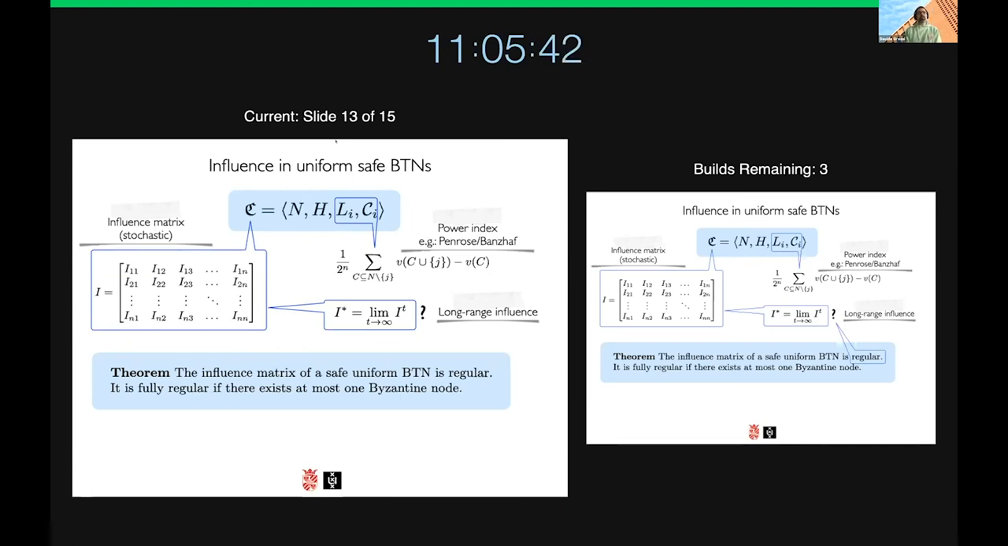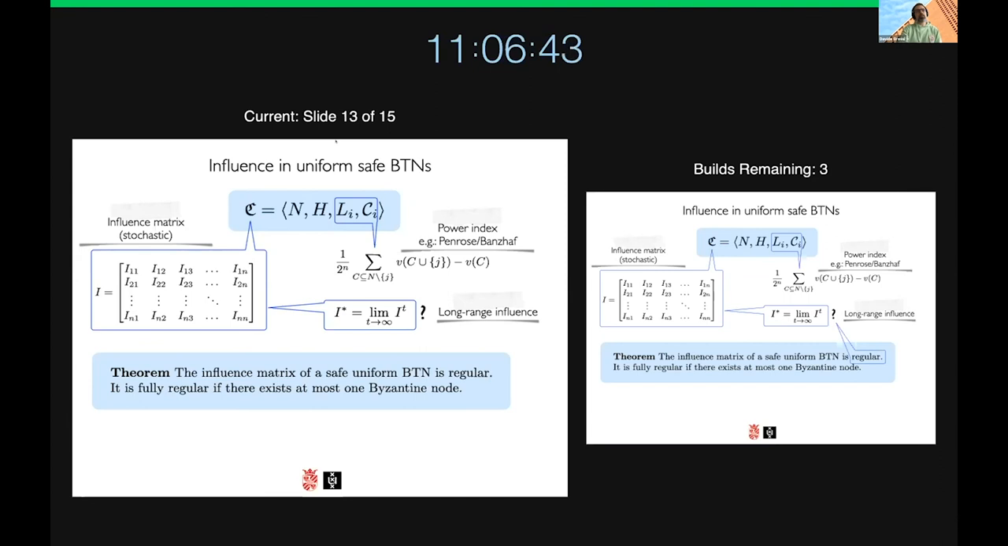Taking this idea, we can determine that if we consider a safe BTN, a safe Byzantine trust network that does not allow for forking, such an influence matrix will have a certain property called regularity, which essentially means that such a long range limit influence exists. Furthermore, we can say that it is fully regular if there exists at most one Byzantine node, where full regularity means not only that the limit exists, but that all rows in the matrix are identical, which intuitively means that every node in the network is subject to the same pattern of influence by all other nodes.